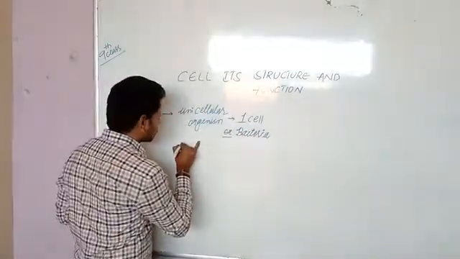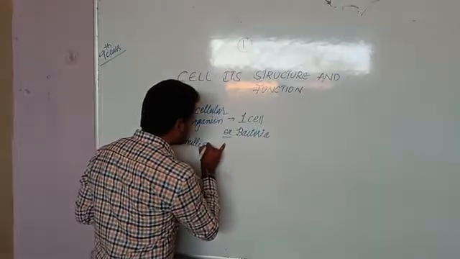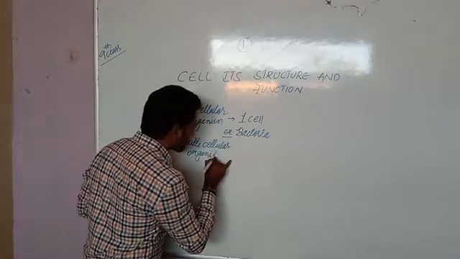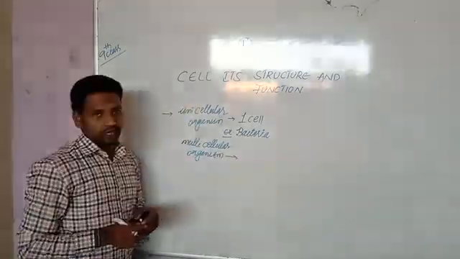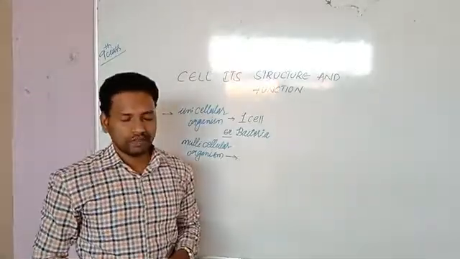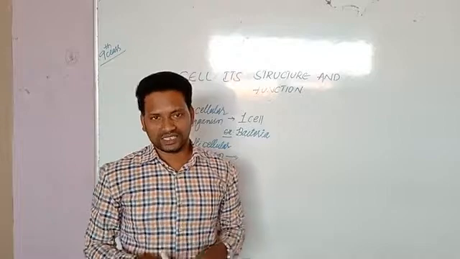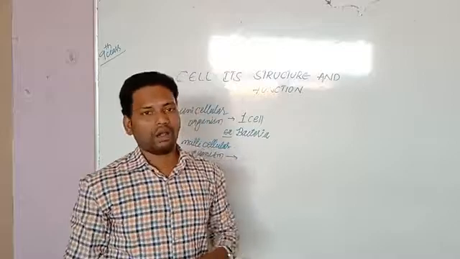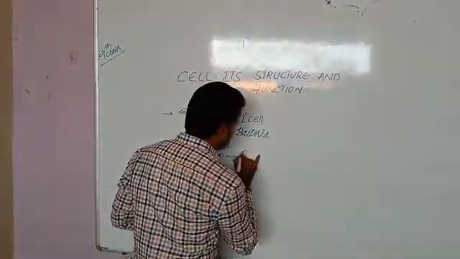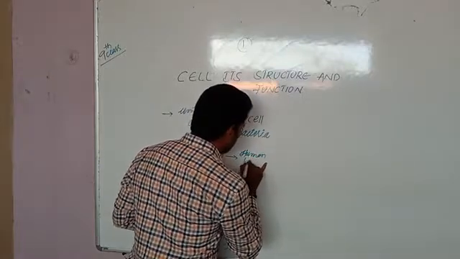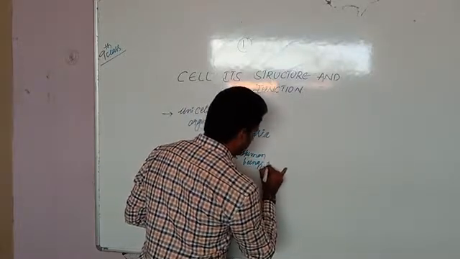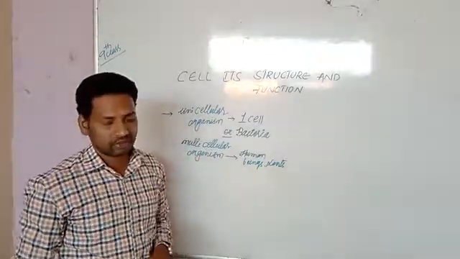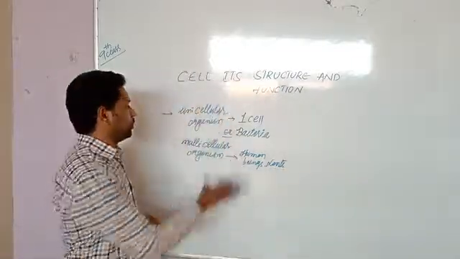And what is a multicellular organism? A multicellular organism means an organism which is made up of more than one cell. So we can say that in such organisms more than one means billions, trillions of cells are present. Examples are human beings and plants.